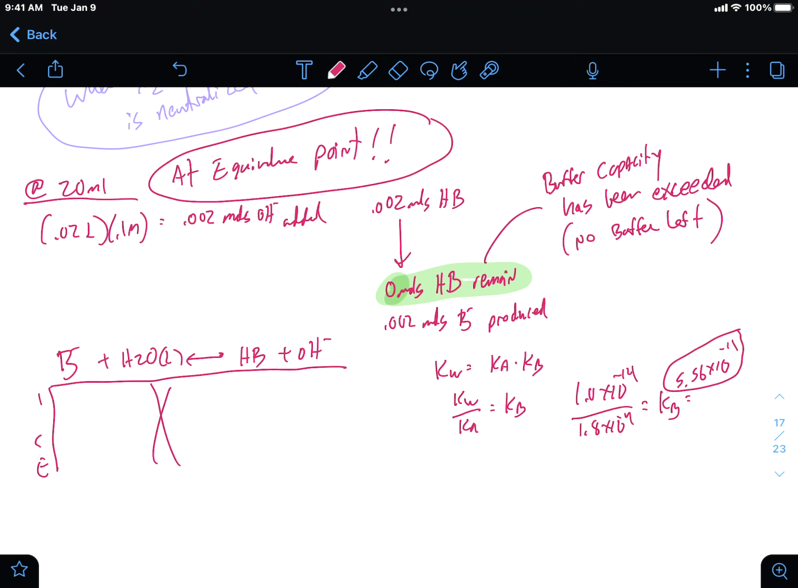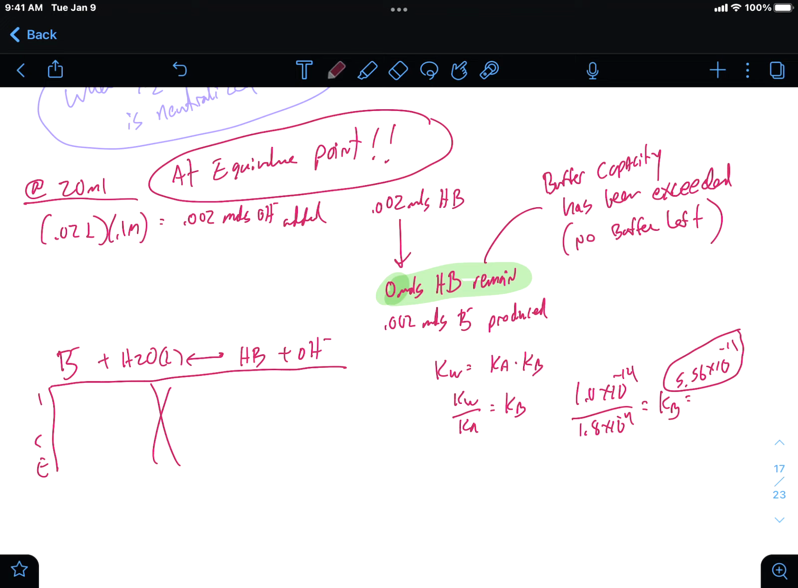How did I know I was at the equivalence point? What's the definition of the equivalence point? Yeah, the moles of acid and the moles of base are equal. If that happens, that means all of the original species is neutralized. 0.002 and 0.002. We are at the equivalence point. Okay, so let's recalculate our concentration.